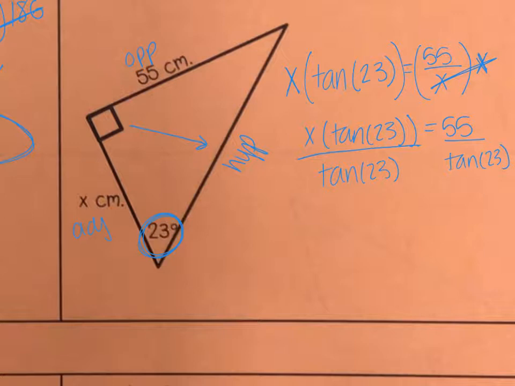Okay? All right. So, on the left side, these cancel, and we're left with X. And then on the right side, we just bring it straight down. So it's 55 divided by tangent 23.